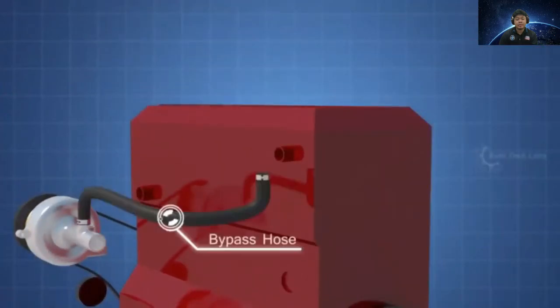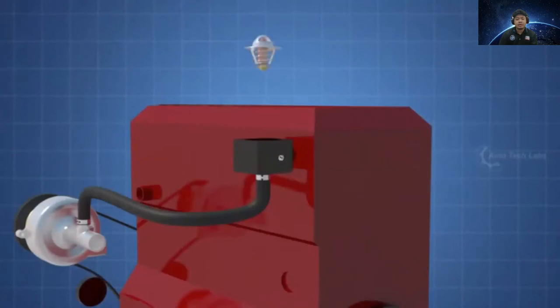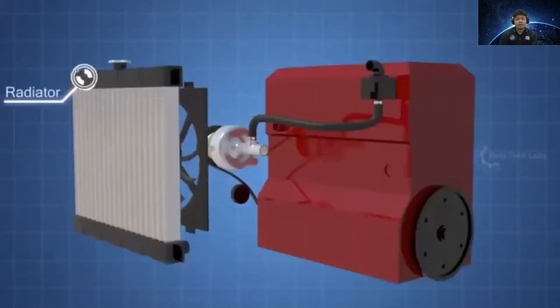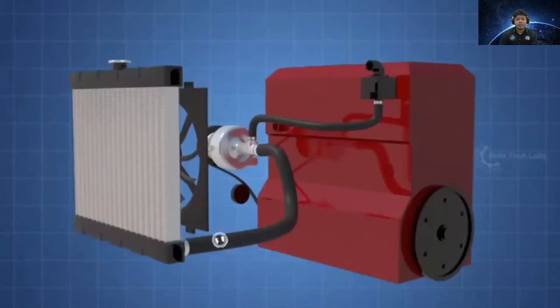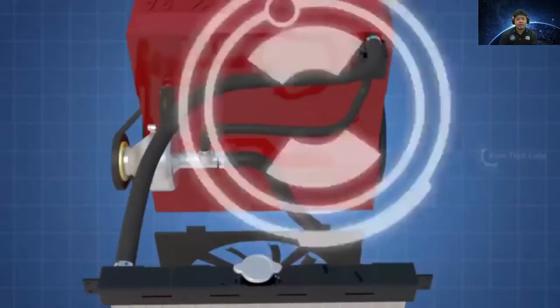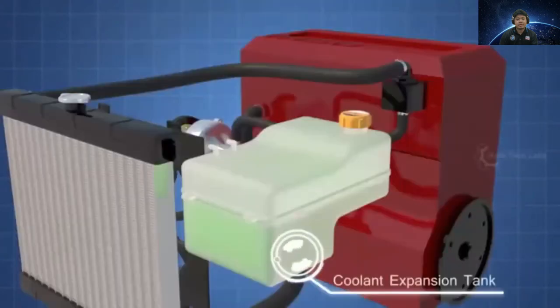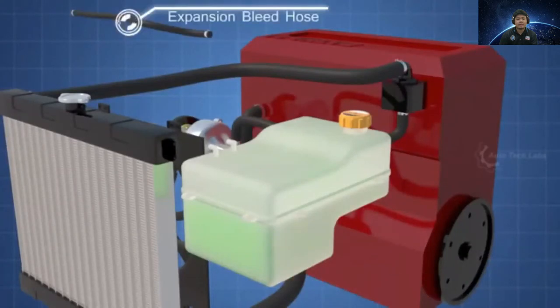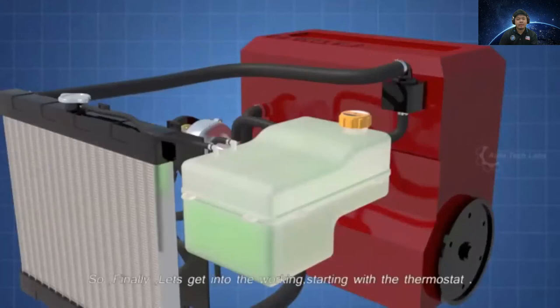So this is the bypass hose, and this is the thermostat housing, and the thermostat, and then the radiator, and behind it is the radiator fan. The lower one is the lower radiator hose, and the hose behind there is the water pump outlet, and above is the upper radiator hose. So this is the coolant expansion tank, and this is the expansion bleed hose and the overflow hose.